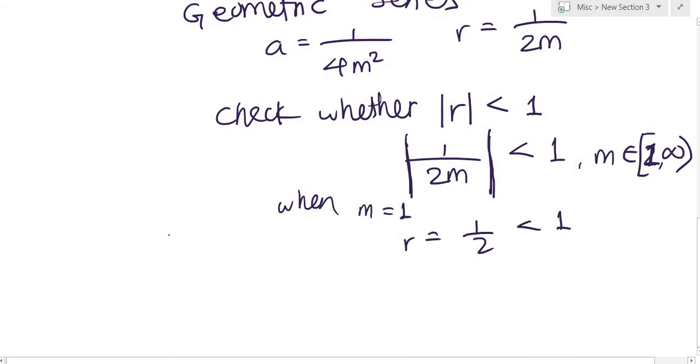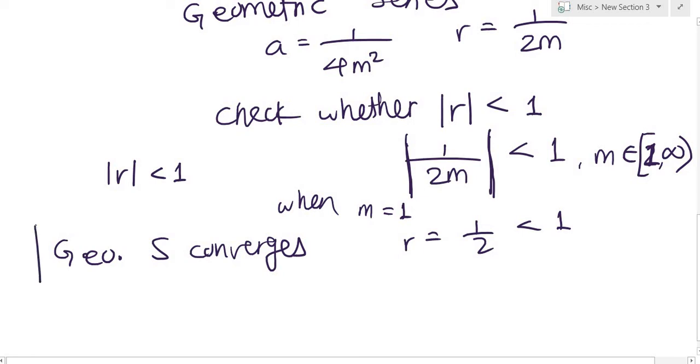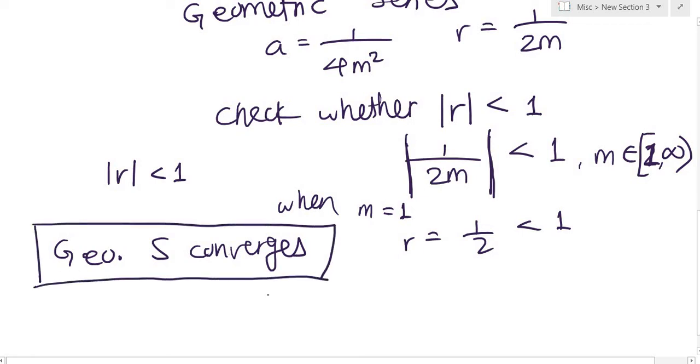So basically our absolute value of the ratio is less than 1. So our geometric series converges, and the sum of the series, we can apply this formula now directly, is a over 1 minus r.